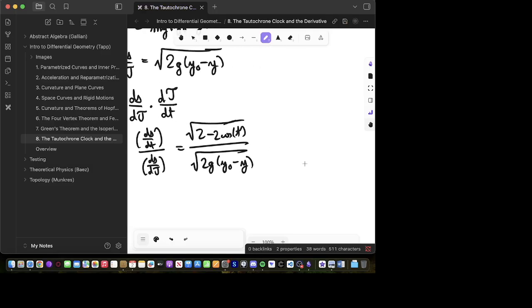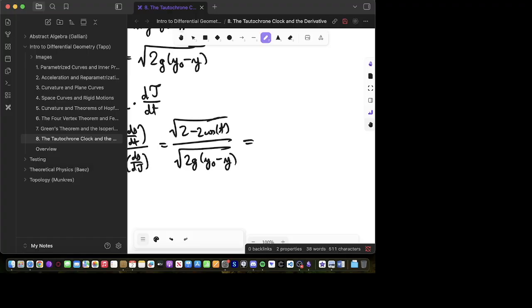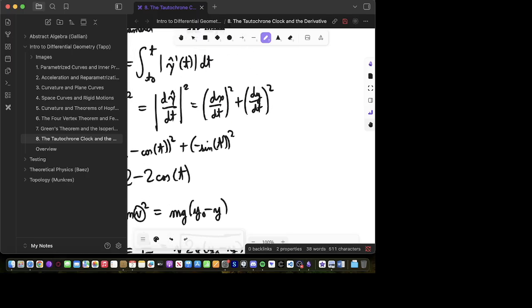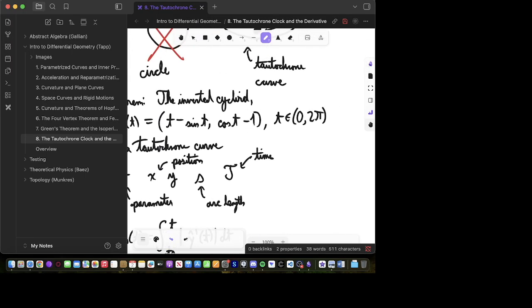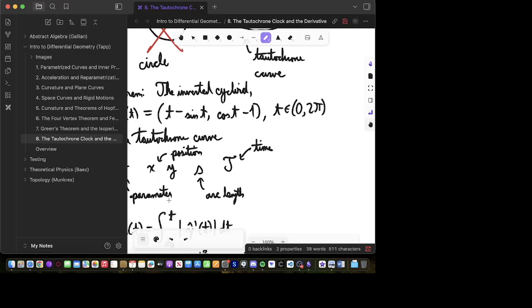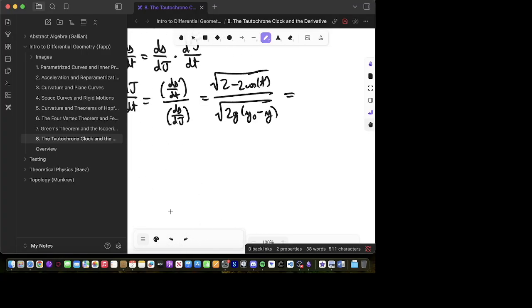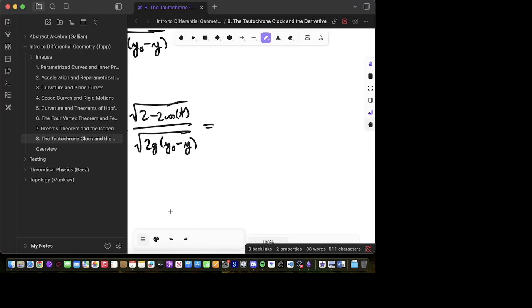And if we plug in y naught minus y, let's see, over here, cosine of t naught minus 1 minus cosine of t plus 1. That gives us, in the denominator, 2g times cosine t naught minus cosine t. And in the numerator, we have the same thing.